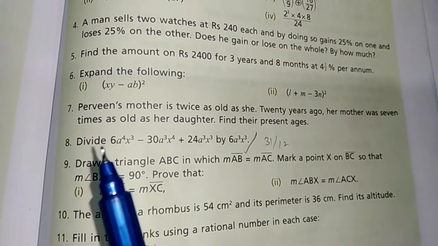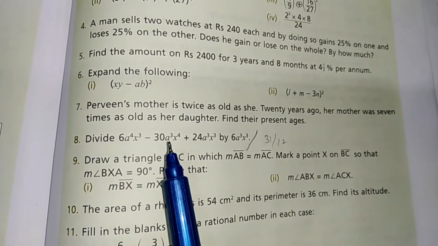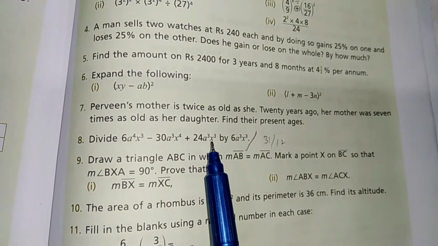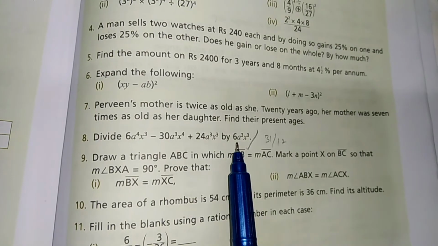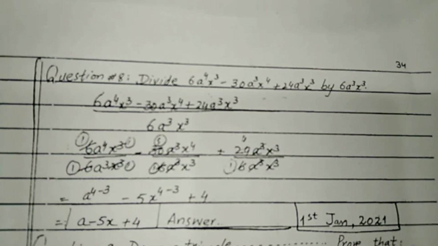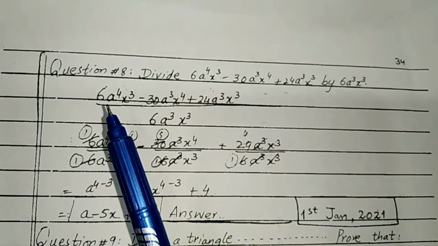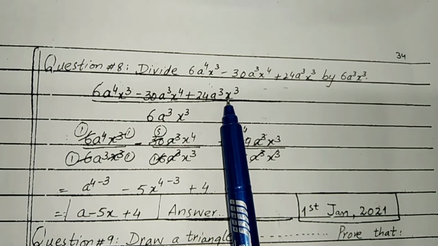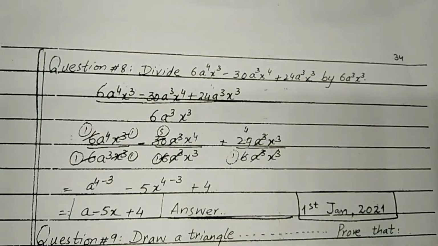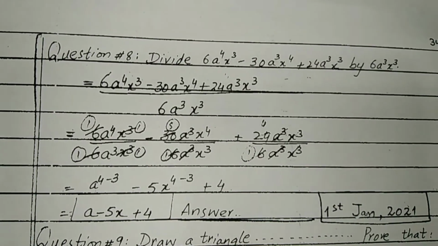Question number 8. Divide 6a power 4 x cube minus 30a cube x power 4 plus 24a cube x cube by 6a cube x cube. You have to divide this whole term by this. So it means 6a power 4 x cube minus 30a cube x power 4 plus 24a cube x cube over 6a cube x cube. So we can separate their denominators.